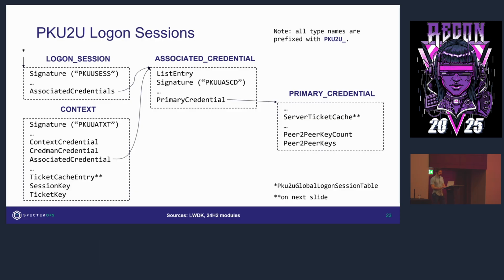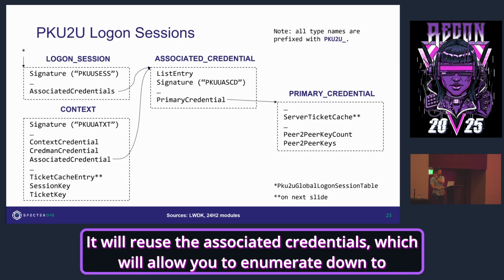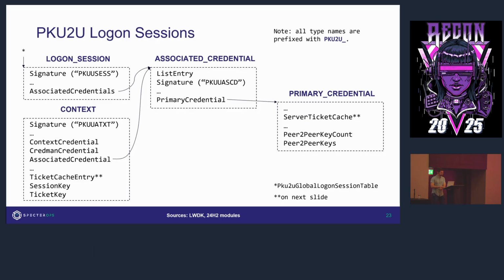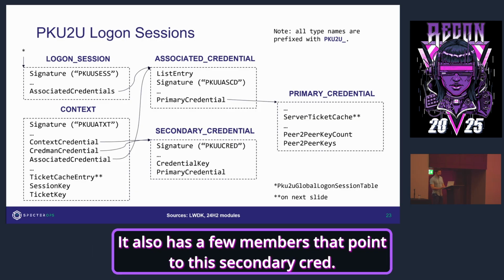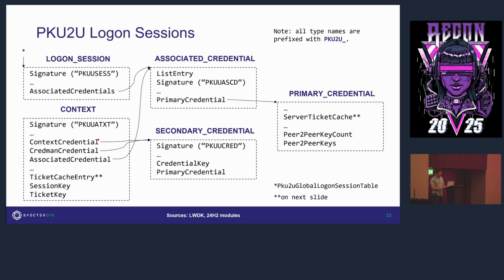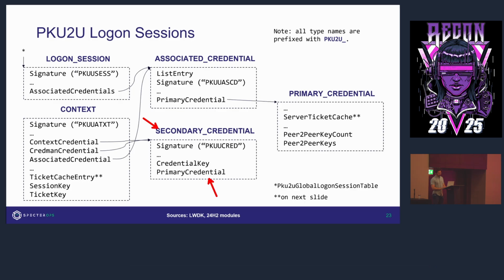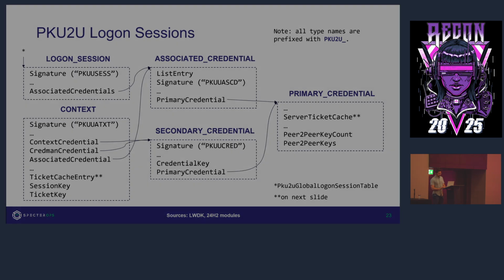It'll reuse the associated credentials, which will allow you to enumerate down to ticket caches as well as peer-to-peer keys. It also has a few members that point to this secondary cred. The secondary cred has its own magic value you can scrape out if you want, and it will store its own primary credentials.